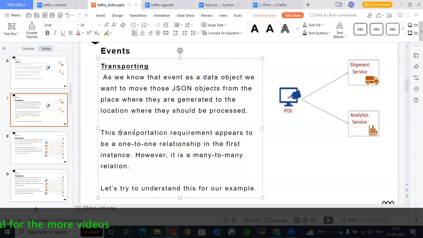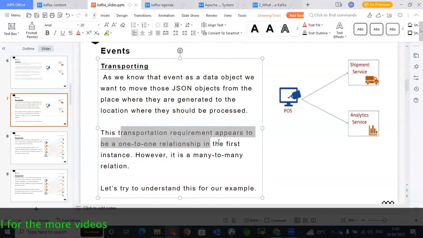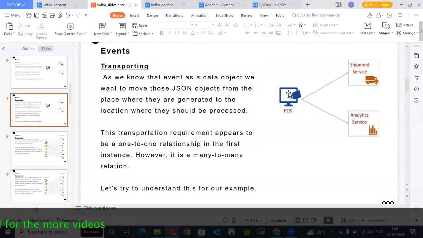Okay, so this transportation requirement appears to be a one-to-one relationship. That means here, from the POS system, one POS machine, we need to transport the event, meaning the invoice generated from this machine, to shipment. And from here, we need to transport to analytics.